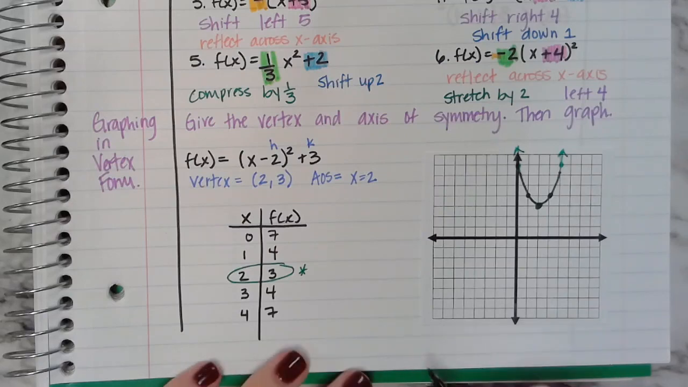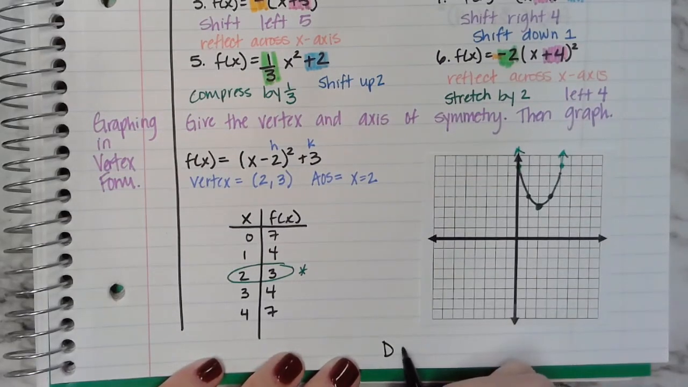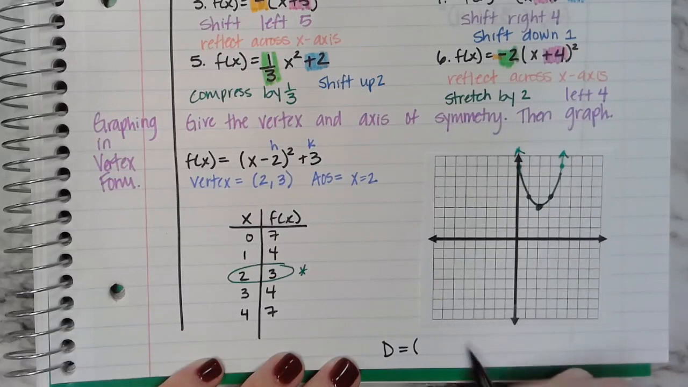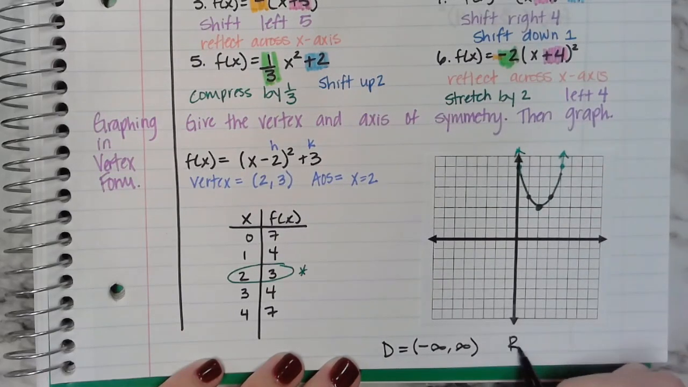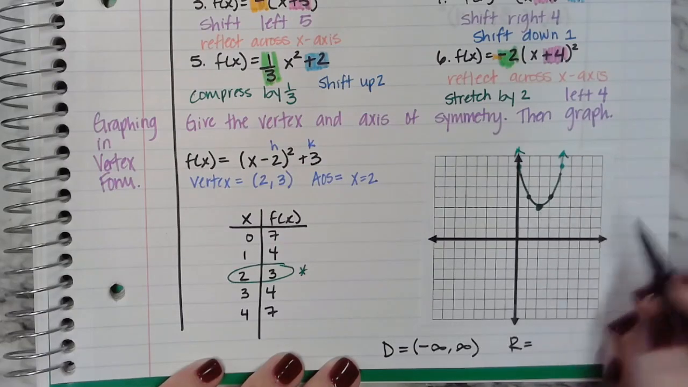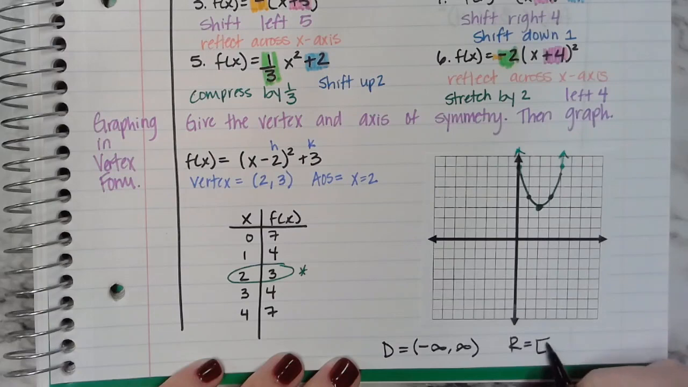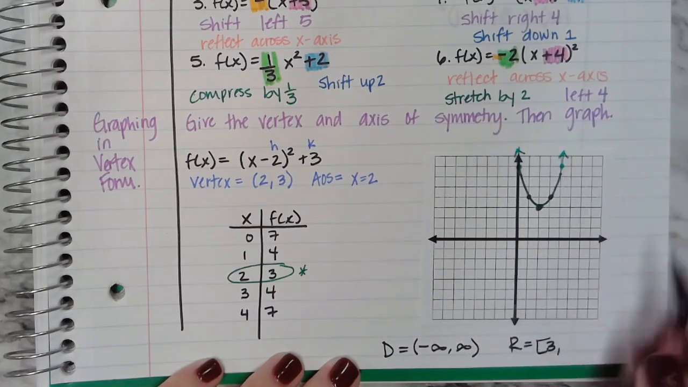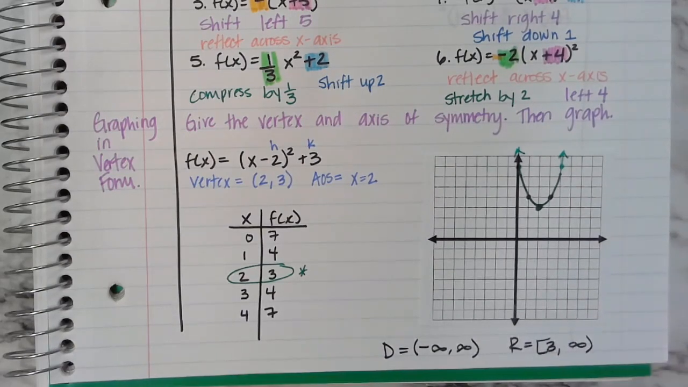Now if we were going to list domain and range, the domain of a quadratic is always and always what? Negative infinity to positive infinity. And then our range is always bottom to top. So our bottom is our y value of the vertex, which is 3, comma, arrows up top means positive infinity.